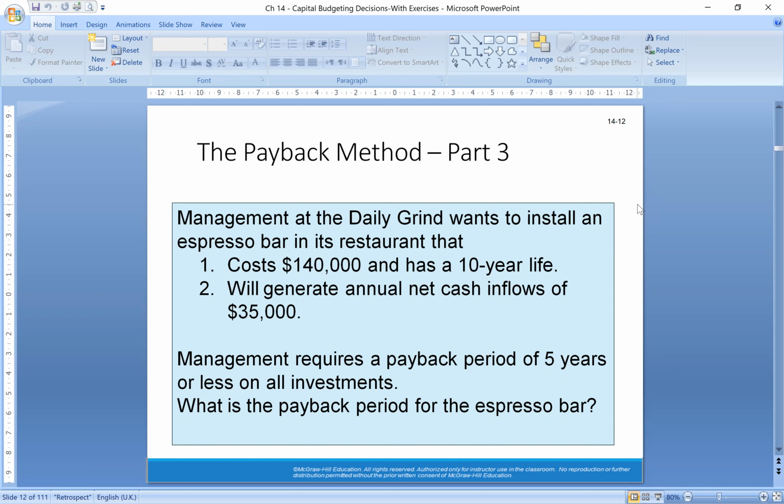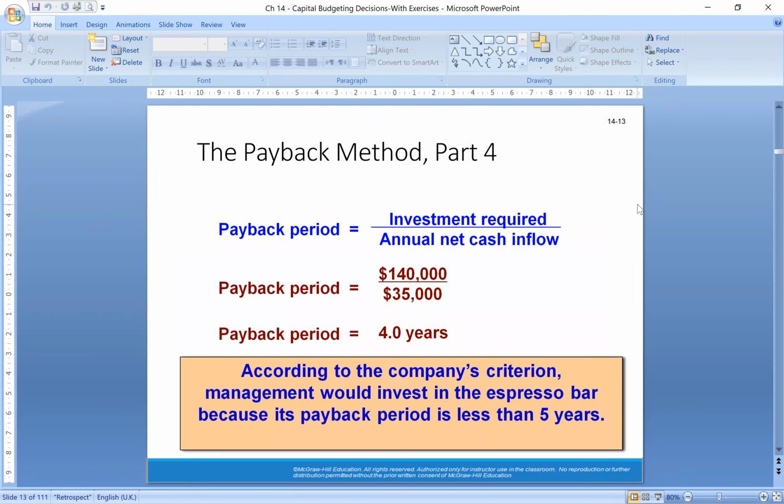So the management requires a payback of 5 years or less. What is the payback period for the espresso bar? Simply, we will say the payback period is equal to investment required divided by the annual net cash inflows, which is $140,000, the initial cost that I have to pay for the project, divided by what? The net cash inflows that come from the project. So we have a payback period of 4 years, which means if I operate this project, the initial cost will come back in 4 years.